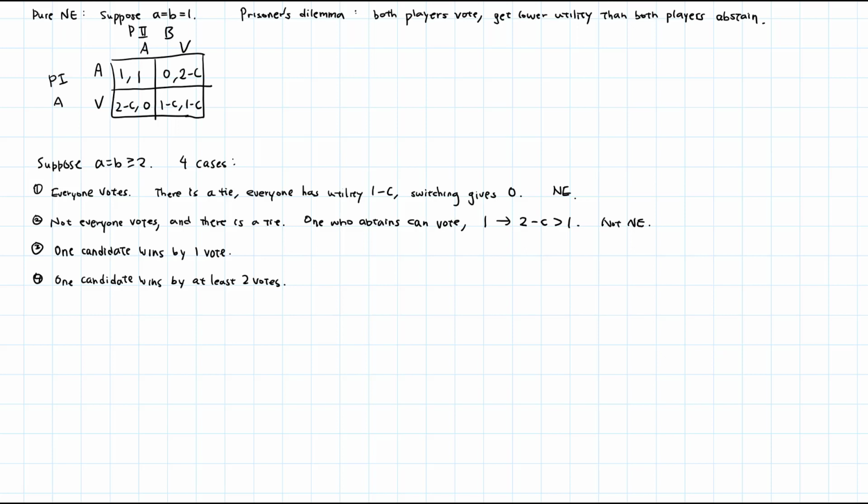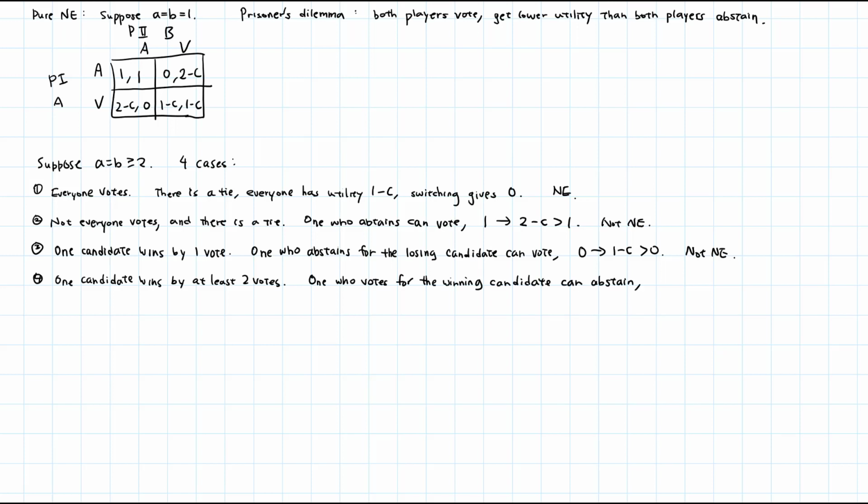In the third case, suppose that one candidate wins by 1 vote. Then one who abstains for the losing candidate can vote, which will result in a tie. So their utility goes from 0 to 1 minus C, which is greater than 0. And this is not a Nash equilibrium. In the last case, if one candidate wins by at least 2 votes, then one who votes for the winning candidate can decide to abstain, and their candidate will still win. So their utility will go from 2 minus C to 2. And this is also not a Nash equilibrium.